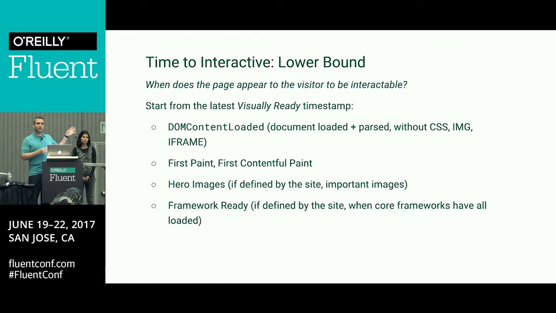We get some nice notifications from the browser that can hint towards when content starts appearing on the screen. This is like the DOM content loaded event, when scripts start appearing. There's a new paint timing API that's being experimented with in Chrome right now, and that exposes timestamps like first paint and first contentful paint. And so this is, again, when content starts appearing on the screen and the user might start thinking that they can interact with it. The site itself could also give some hints towards what this lower bound is with something like hero images. Hero images are the most important images on your site. They're the ones that you want to be loaded before your user thinks that they can use your app.